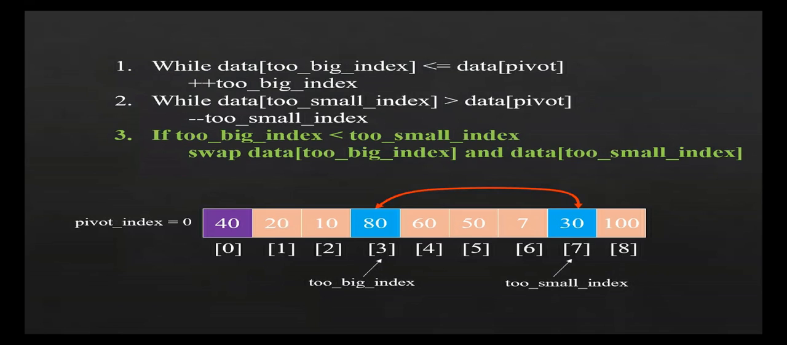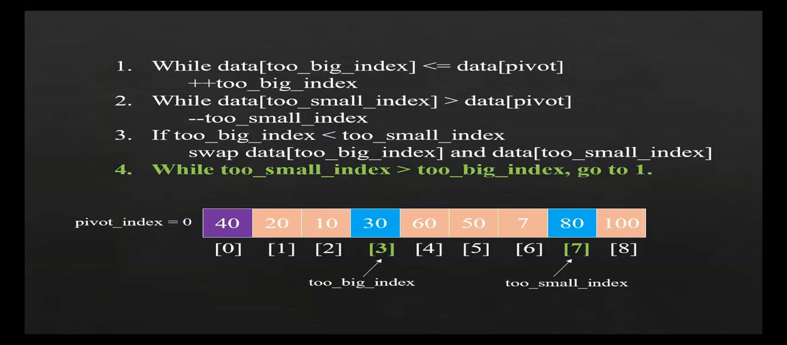Now, since we have two stopping positions, we can perform our swapping. Before swapping, we need to check whether the left side index is smaller than the right side index. The left side index is 3 and the right side index is 7, so the condition is true. So now we can swap our elements, which means 30 would be replaced with 80.